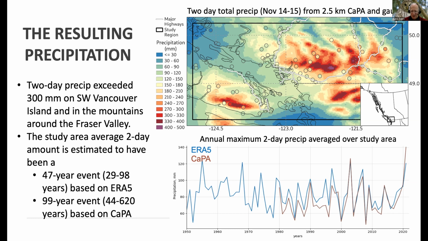So as a precipitation event averaged over that area, it looks to be of the order of a 1 in 50 year event based on ERA5, roughly a 1 in 100 year event based on Kappa. And the assessments from station data, which are variable and uncertain, are of a similar order.